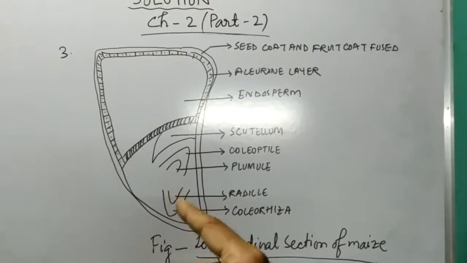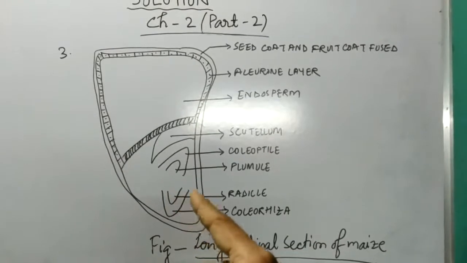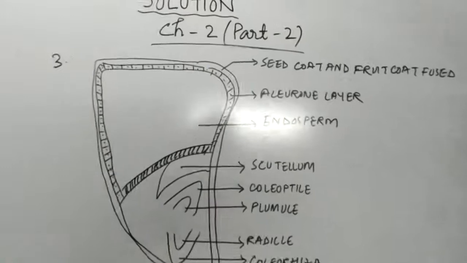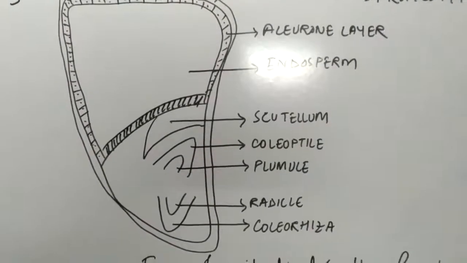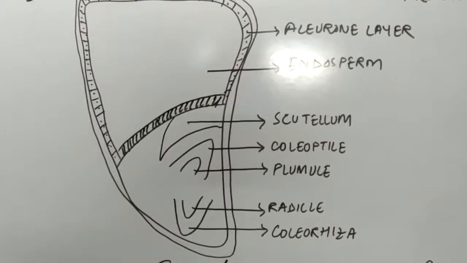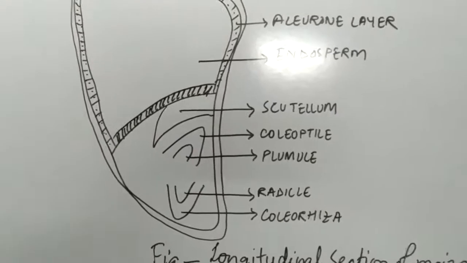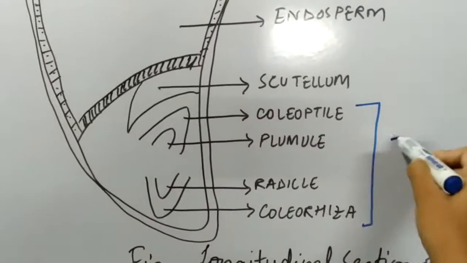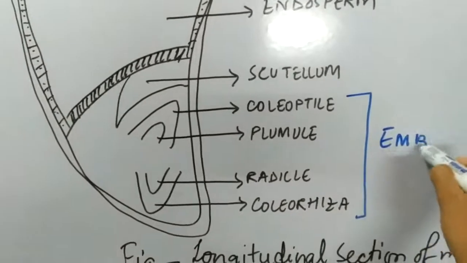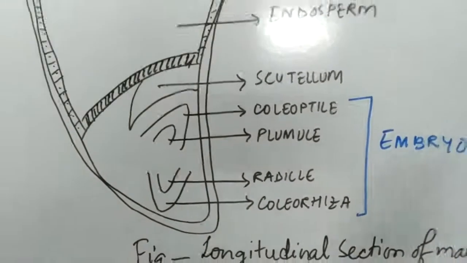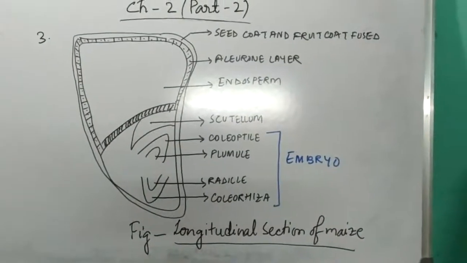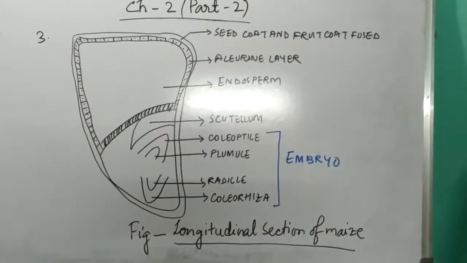And this portion is known as the radicle. And this portion, that is the protective covering of the radicle, is known as the coleorhiza, and radicle will later give rise to the root system, and this all together is known as the embryo. I hope you have understood up to the assignment which I have given you.